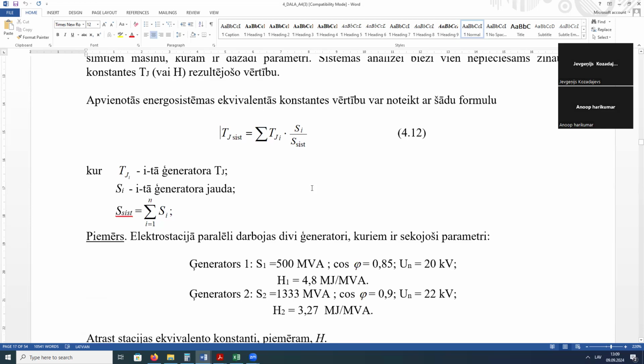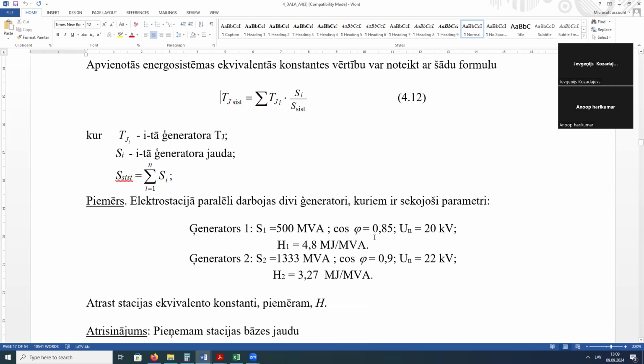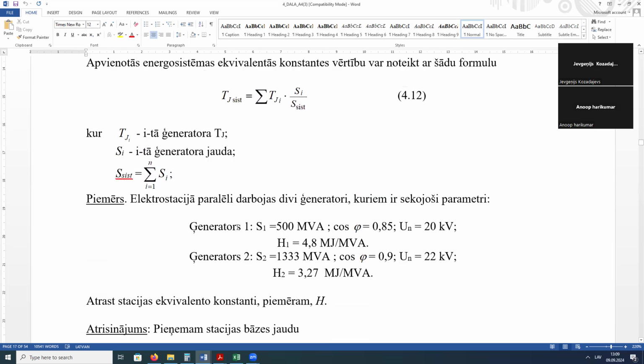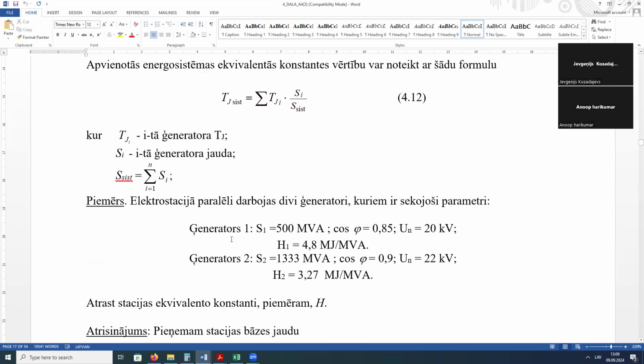Very simple formula. And here is an example of how we could calculate, just for training. For example, we have a system of two generators, generator 1 and generator 2. The first one is 500 megavolt amperes. The second one is 1343 megavolt amperes. And we have the inertia of each, H1 and H2.